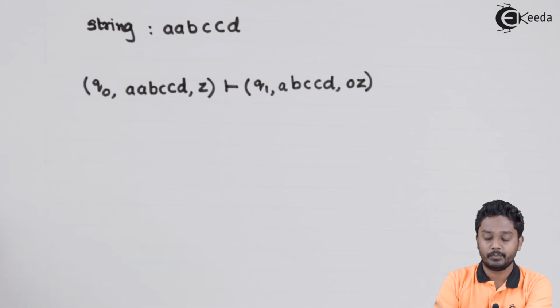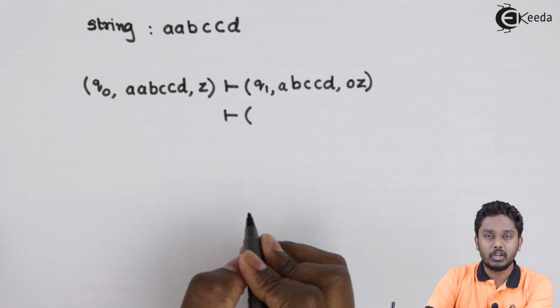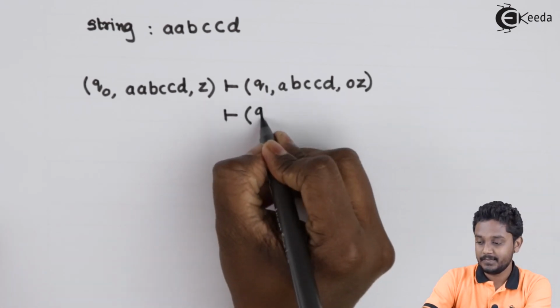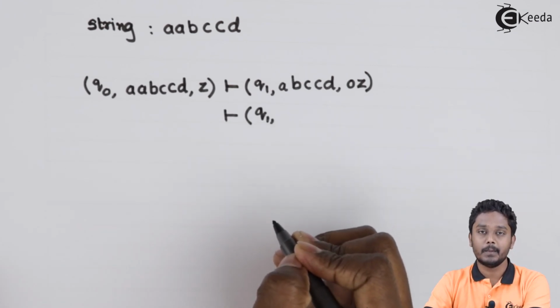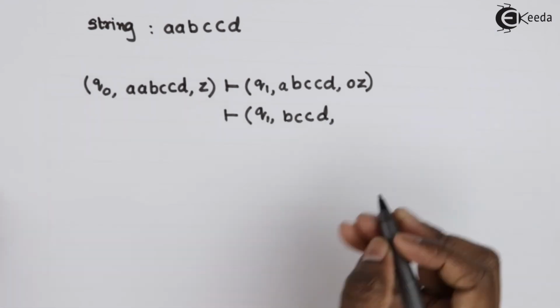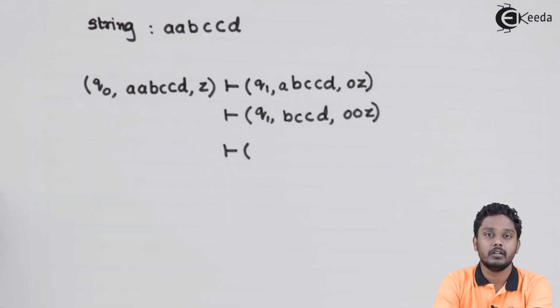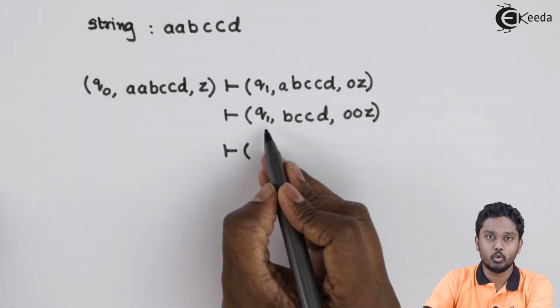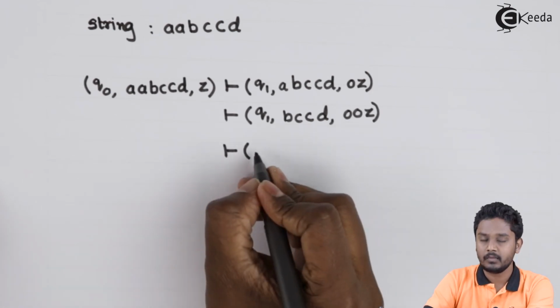Let's see the next transition. Again, it will be Q1. As we have already visited A, the string left would be B followed by CC followed by D. Due to the second A, one more 0 is pushed onto the stack, so the stack content would be 0, 0, Z. Next transition would be Q1 on B with 0 as the top of the stack. It would be Q2.